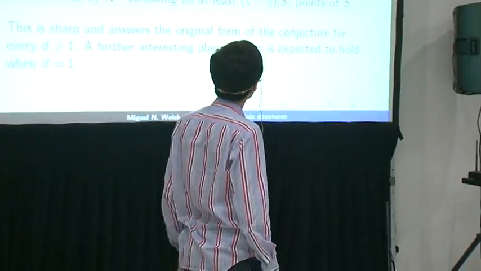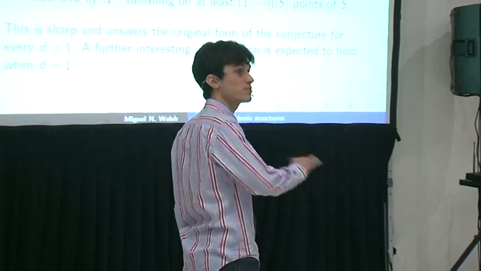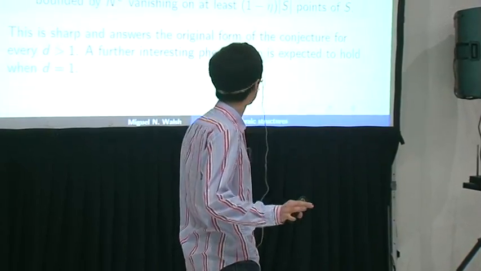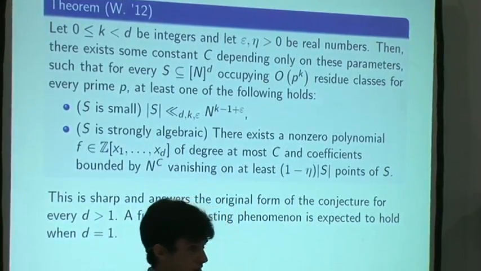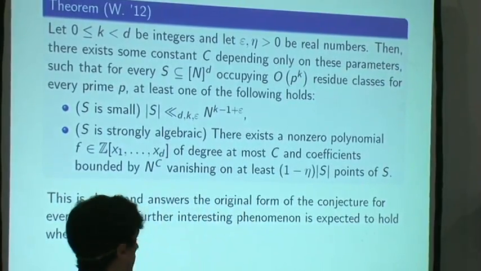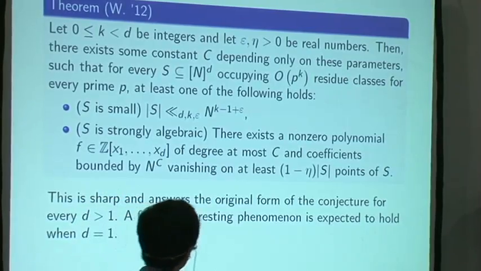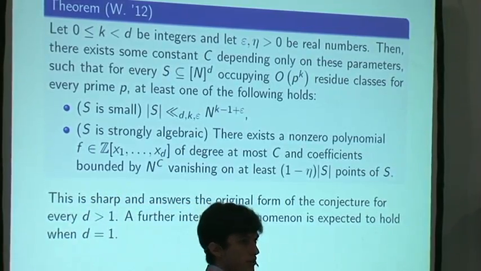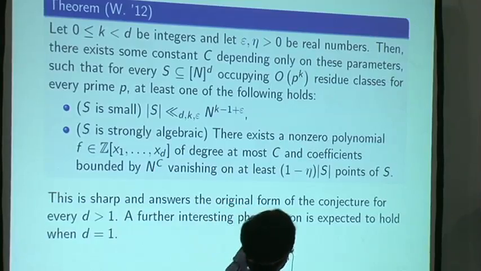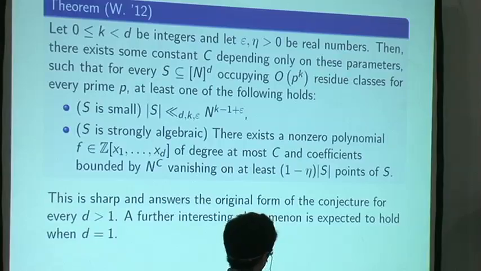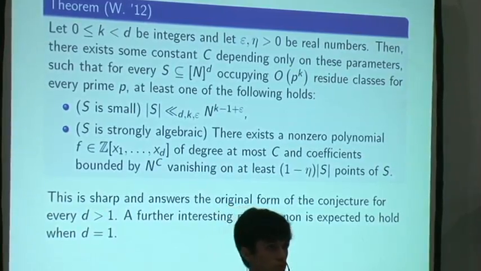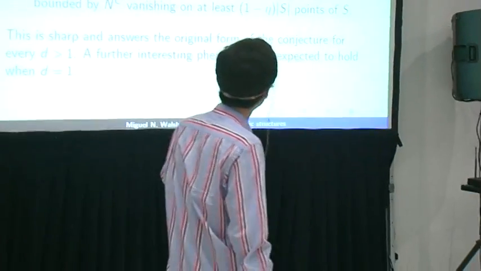And just two real parameters. Then there is a constant that depends only on these parameters, nothing else, such that for any set that you choose that occupies less than a constant times p to the k residual classes, and for every prime p, in fact you don't need every prime p, just most primes p, then at least one of the following holds. Either S is small, S is less than n to the k minus 1 plus epsilon, and this is optimal, or S is strongly algebraic.